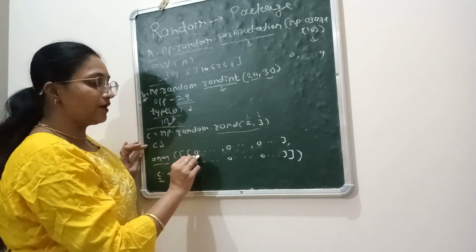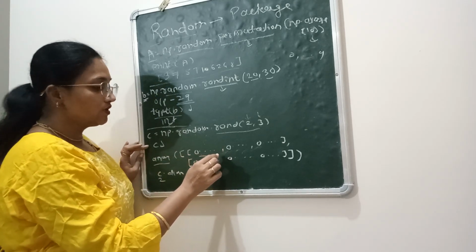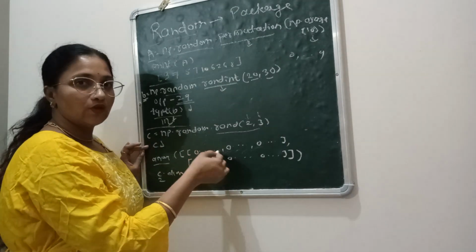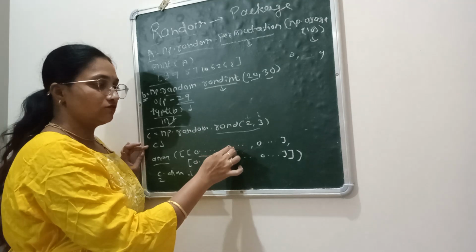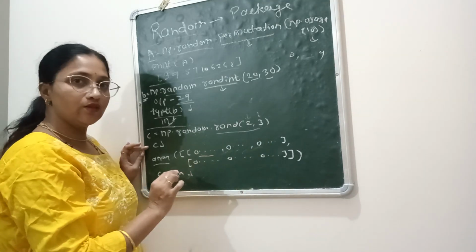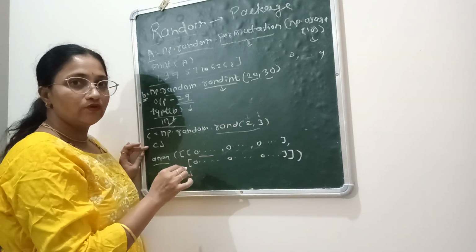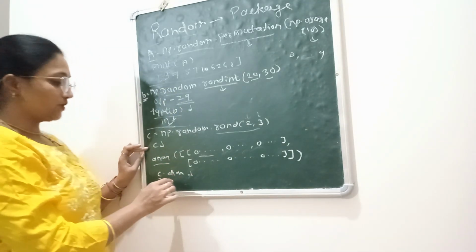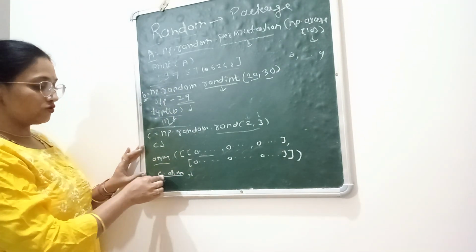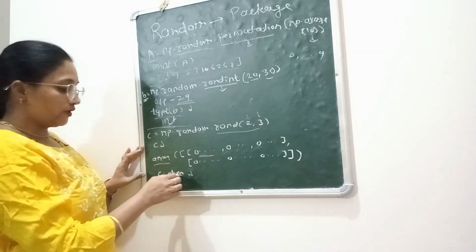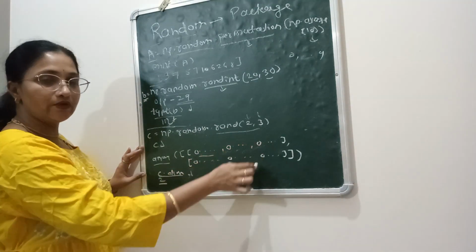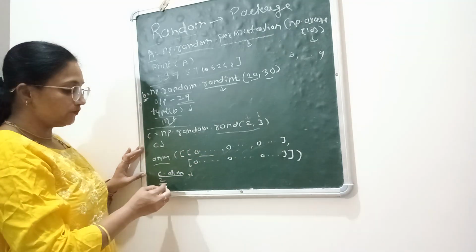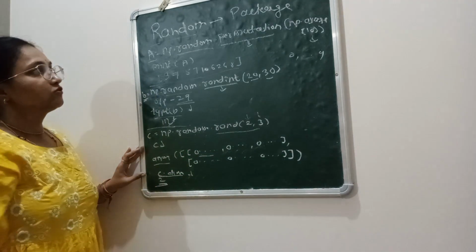It will create array members, matrix members, with some fractional numbers. Okay, 0 point something, 0 point something, all fractional numbers in between 0 to 1. And if I display the dimension of this matrix, it will return 2, as it is a two-dimensional matrix. Okay, it is having 2 rows and 3 columns. It's a two-dimensional matrix.